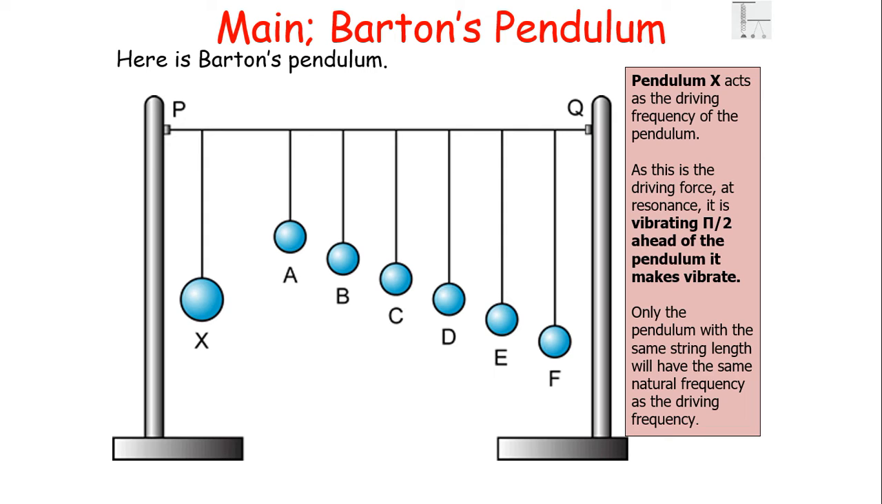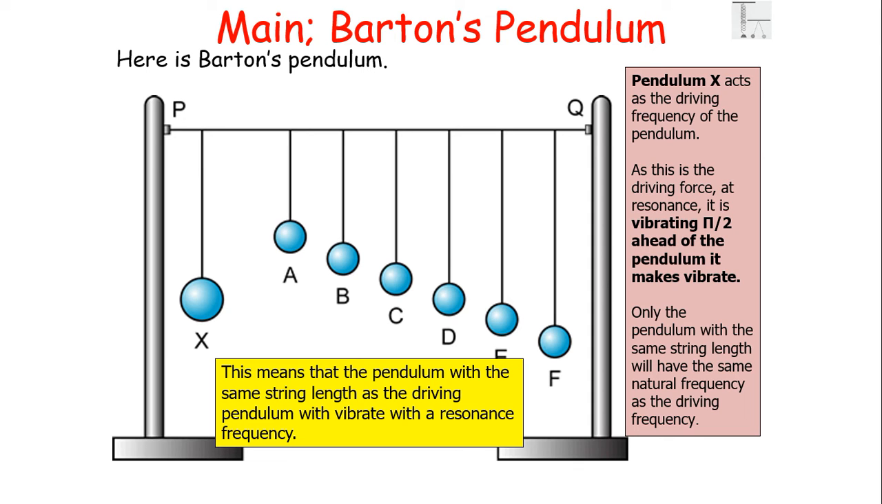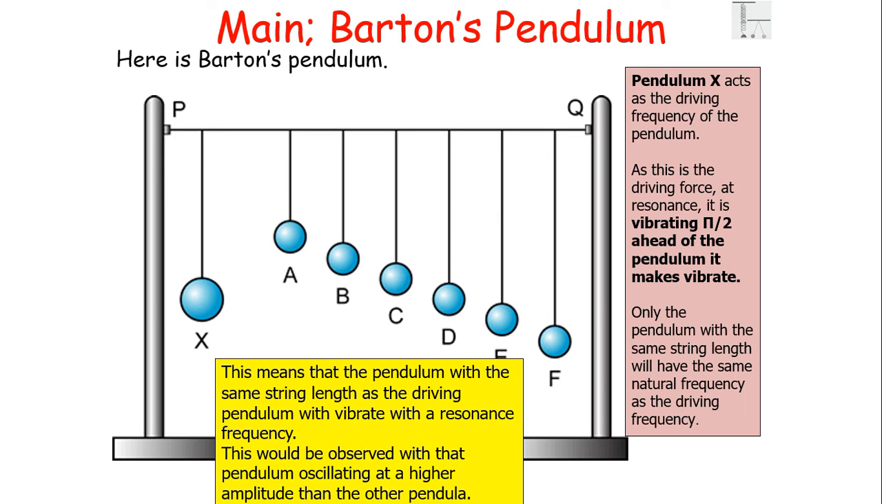And why do you know it has to have the same string length? Because the string length and the strength of gravity the pendulum are in are the only two factors that can affect the time period and frequency of the system. So this means the pendulum, which has the same string length as the driving pendulum, will vibrate with the resonance frequency. And this will be observed when the pendulum oscillates in a higher amplitude than the other pendula.